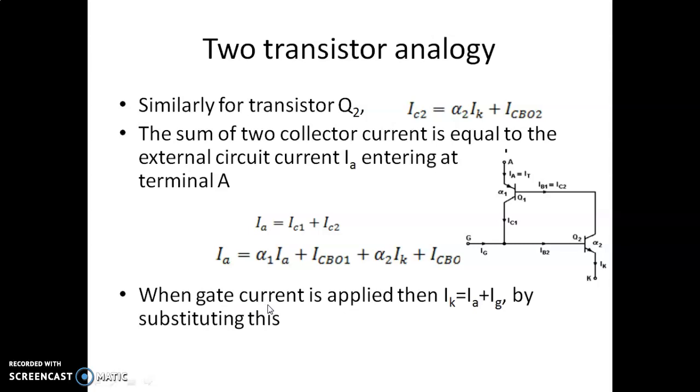When a gate current is applied, see here, this is IG, that is equal to IK, which is going out.